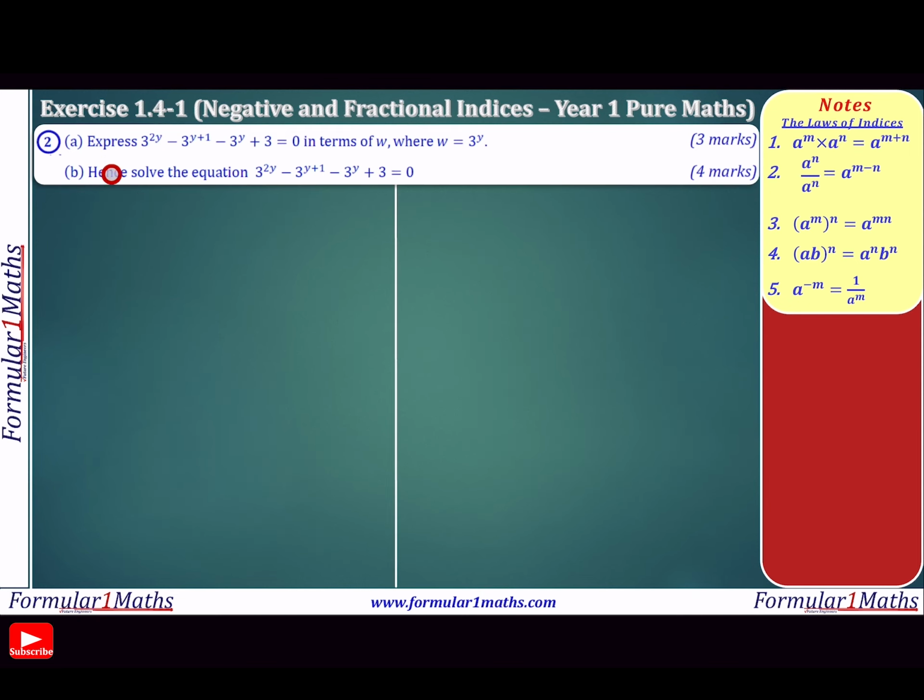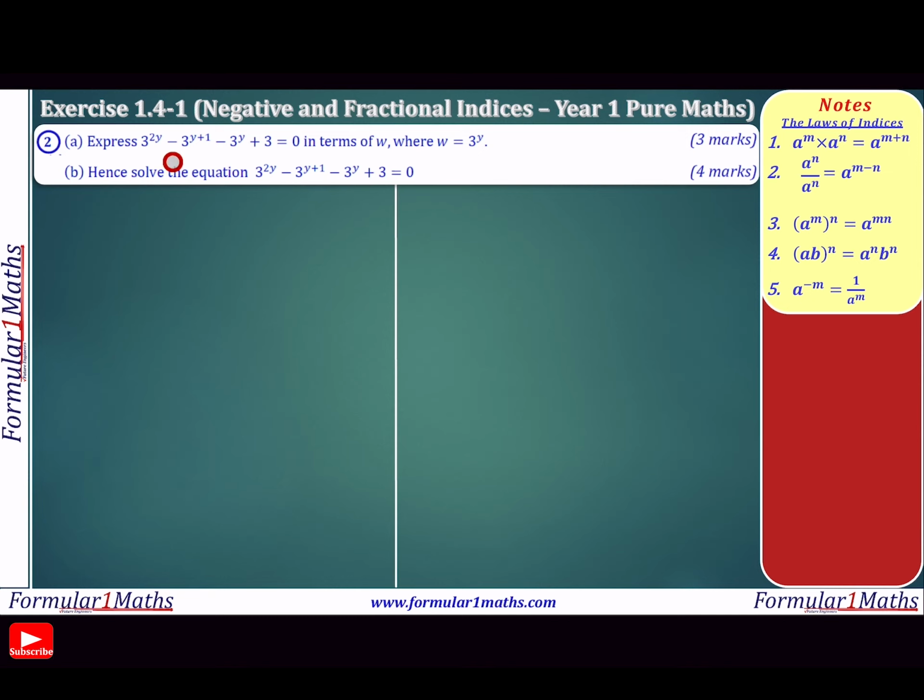Question 2. A. Express 3 to the power 2y minus 3 to the power y plus 1 minus 3 to the power y plus 3 equals 0 in terms of w, where w is equal to 3 to the power y. B. Hence, solve the equation 3 to the power 2y minus 3 to the power y plus 1 minus 3 to the power y plus 3 equals 0.